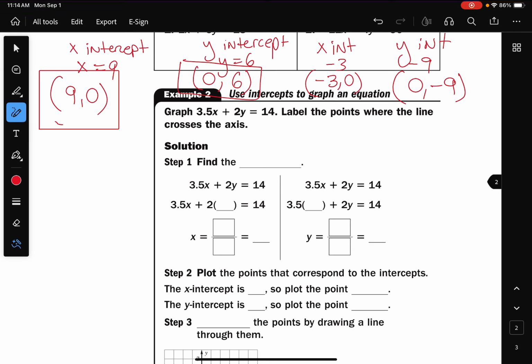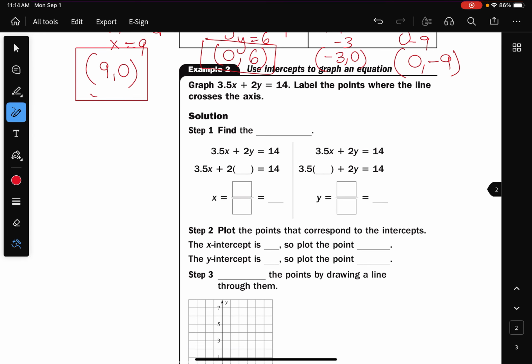All right, so now let's go ahead and practice graphing those. So graph 3.5x plus 2y equals 14. Label the points where the line crosses the axes. So on the homework where you get these problems, you're going to have to find the x-intercept, the y-intercept, label that those are your intercepts, and then use those to graph with, of course, having arrows on both sides. So I'm going to plug in 0 for y. I'm going to plug in 0 for x.